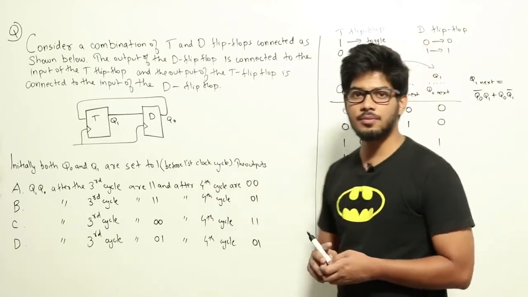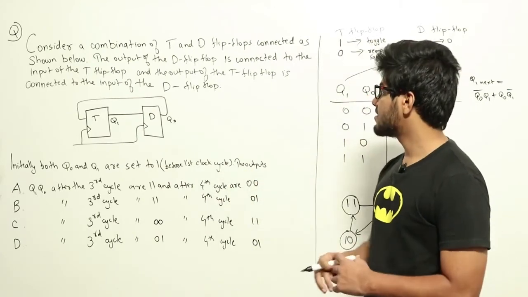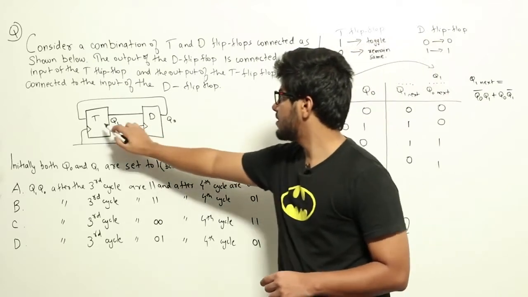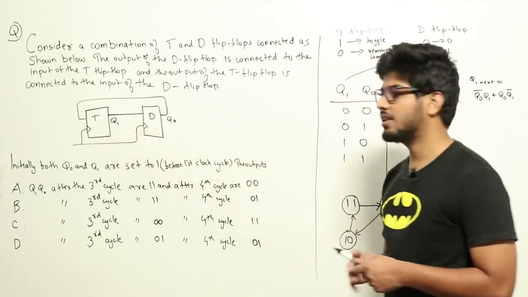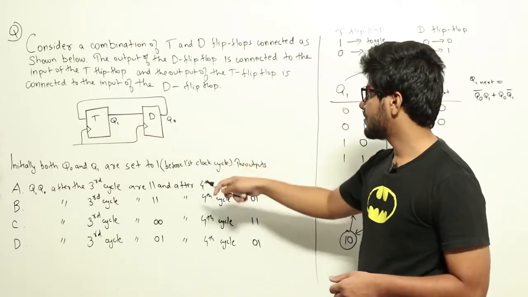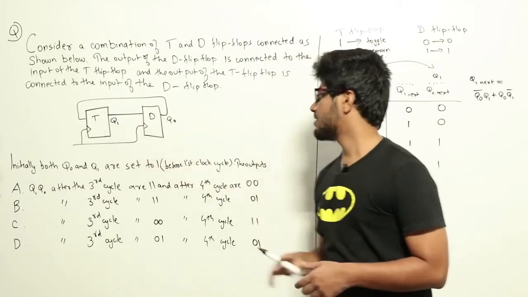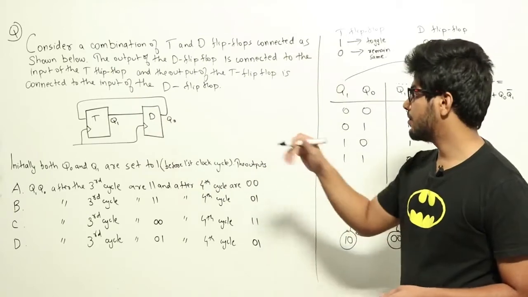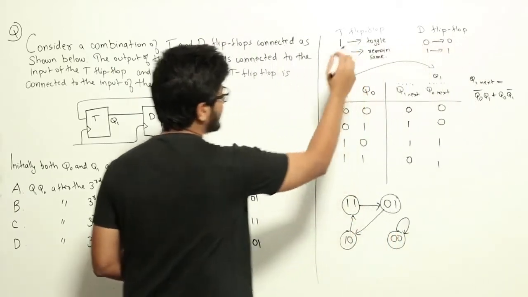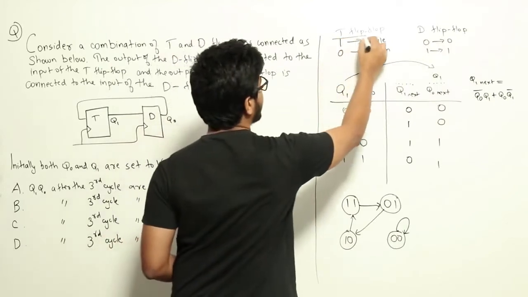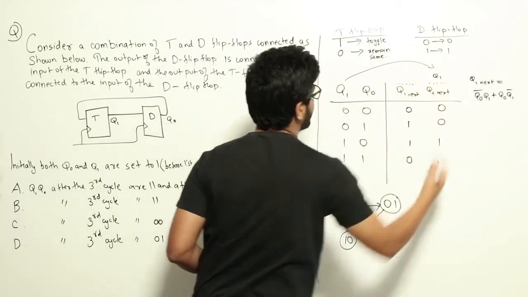So this is a question from digital logic design regarding sequential circuits. We have been given this sequential circuit consisting of a T flip-flop and a D flip-flop, and we need to find out what the state would be after the third and fourth cycle. So we'll see how to solve this. So these are the characteristics of a T flip-flop and a D flip-flop.